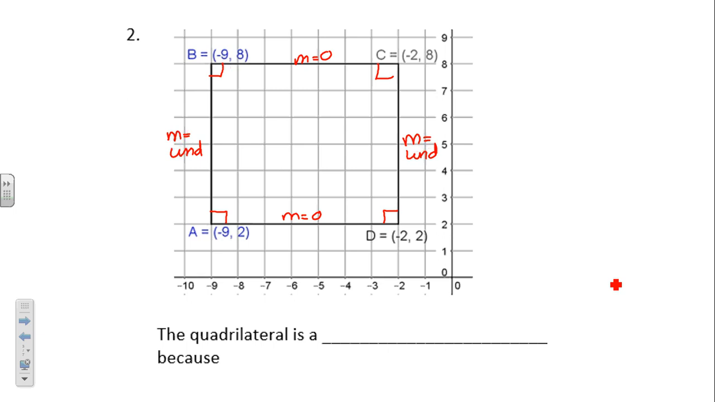Okay? So we've got 4 right angles. What else do we have to check to see if it's a square? The sides. How long are these sides? 7. 7 for this one between -9 and -2. That one's 7. How long is it this way? 6 and 6. So is it a square? No. It's a rectangle. Why is it a rectangle?